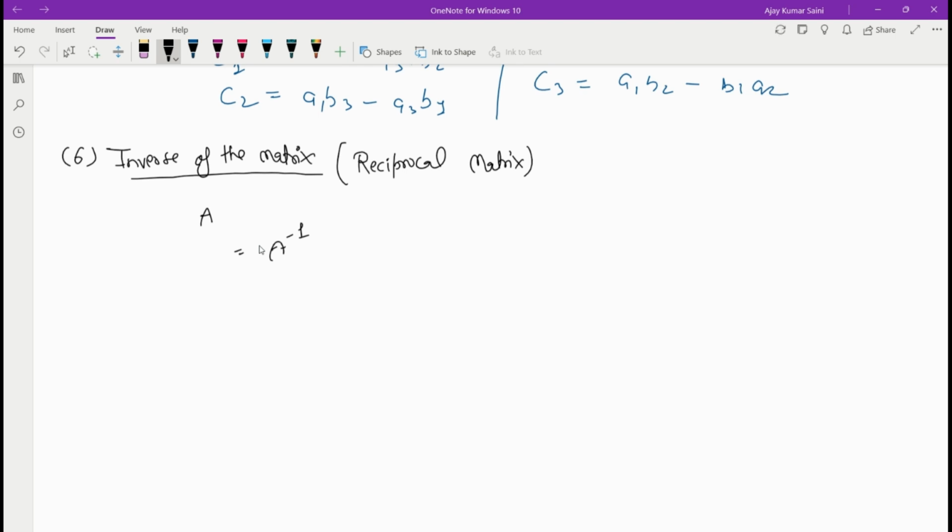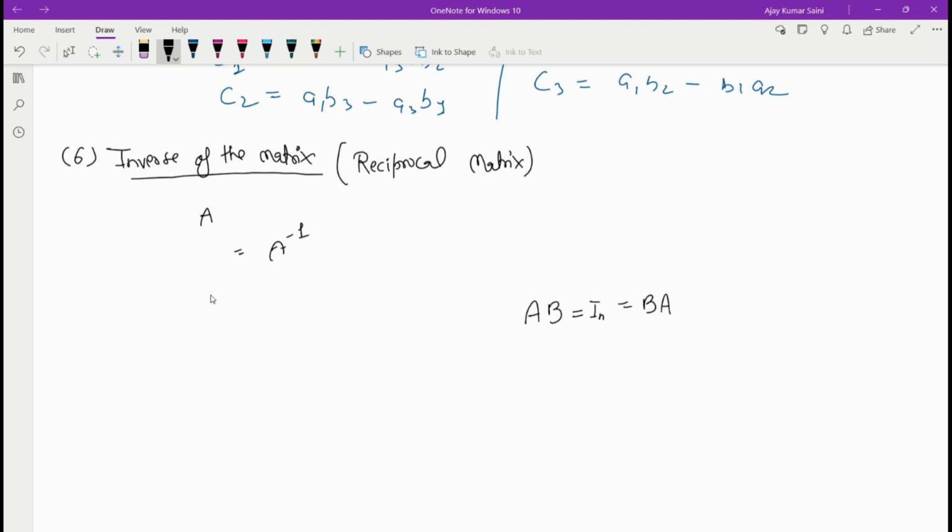So it is like, a square matrix A of order n is said to be invertible if there exists a square matrix B of the same order such that AB is equal to In is equal to BA.